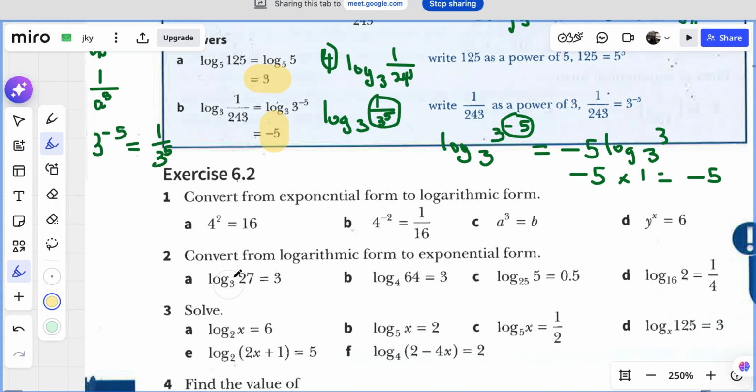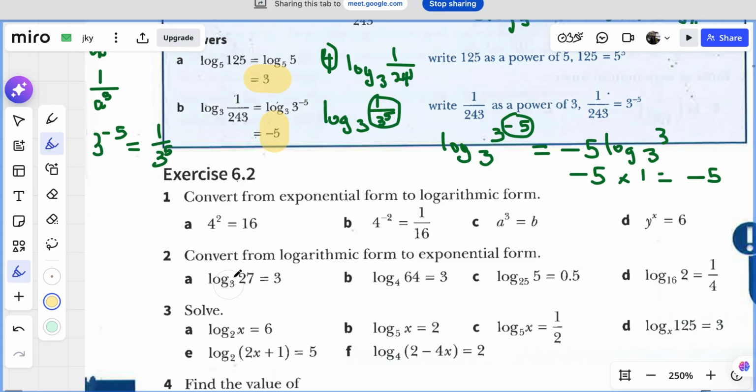X will be 6 to the power of 2, and x equals 36. You do extrapolation. If you're solving this one, this base will come here, x will remain here, and this log will be changed to x. If you are changing to exponential, x will be equal to 6 to the power of 2, which is 36.